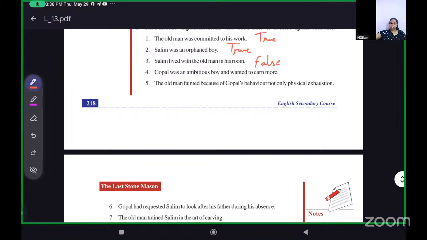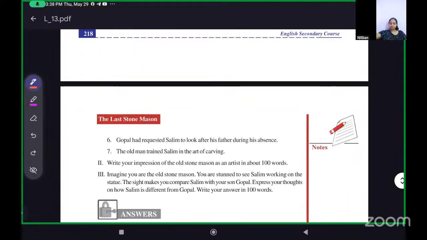Gopal was an ambitious boy and wanted to earn more. True. The old man fainted because of Gopal's behavior, not only physical exhaustion. Not sure. Yes, Edric. Ma'am, false, ma'am.